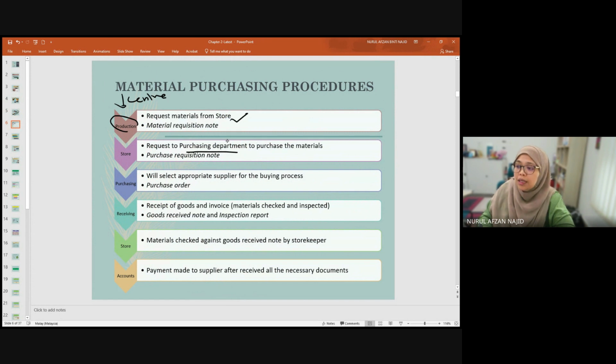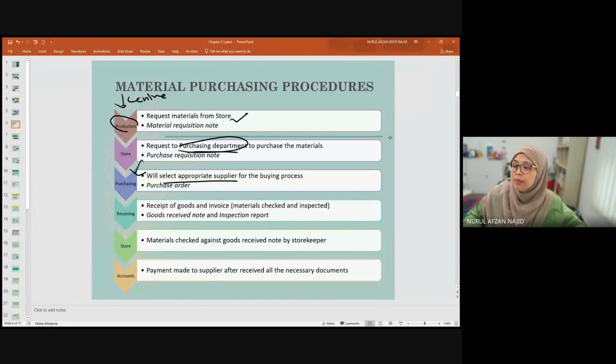Okay, so dia akan keluarkan arahan kepada purchasing department sebab dia bukan bertanggungjawab untuk membeli barang, dia hanya bertanggungjawab untuk memastikan barang ada di store. So yang bertanggungjawab untuk membeli material adalah purchasing department. So purchasing department pula yang akan select all the appropriate supplier. Dia akan call supplier and so on untuk buat proses pembelian. Mungkin ada 3-4 supplier yang kita akan call. Okay, sebab kita nak pastikan kos pada tahap yang paling minimum, dengan kualiti dan kuantiti yang sepatutnya.